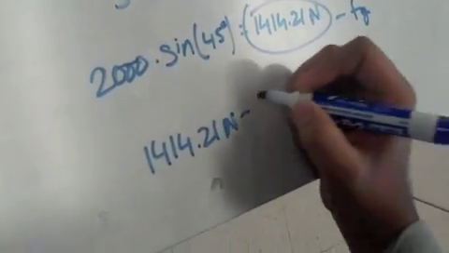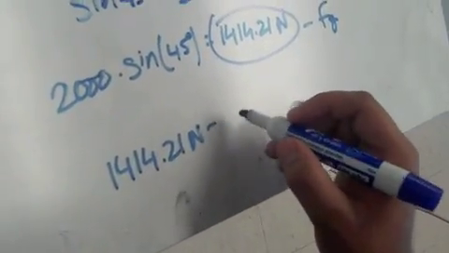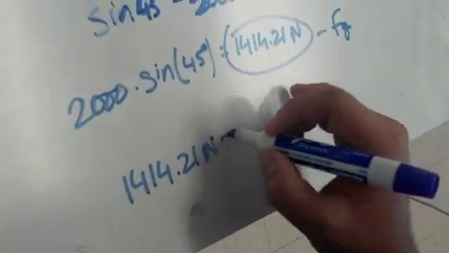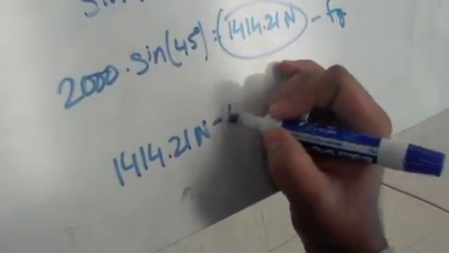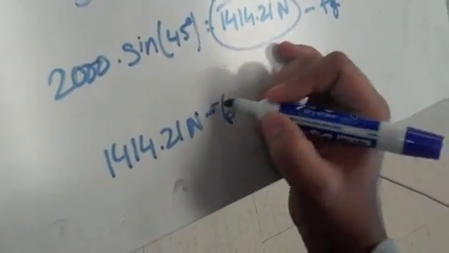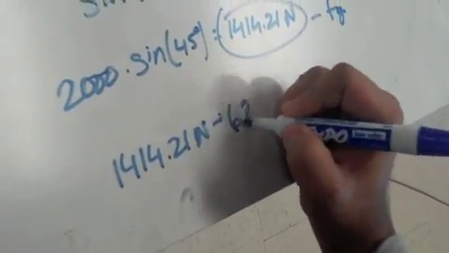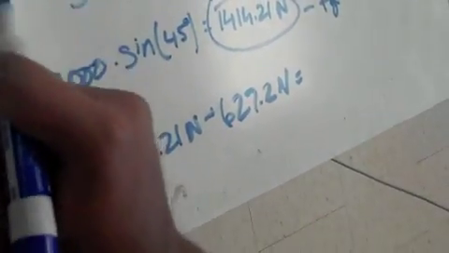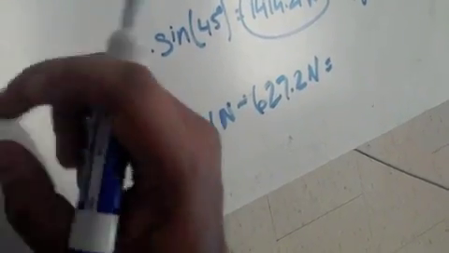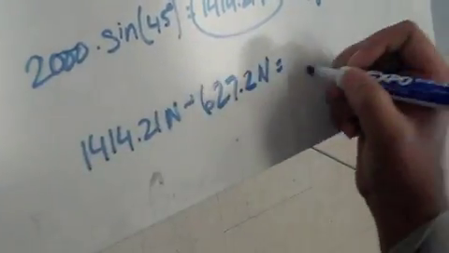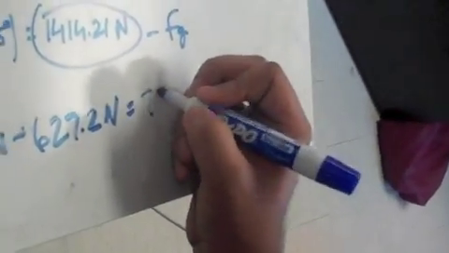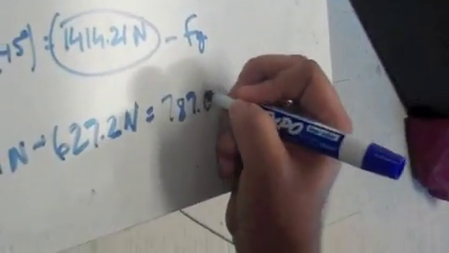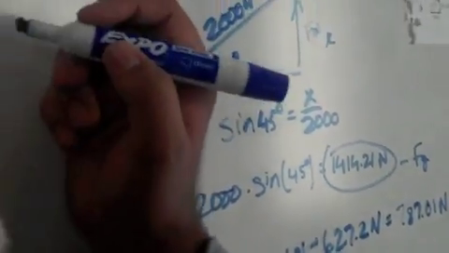Okay? So now if we subtract this value, 14.21 newtons, minus the force of gravity, well, we can do a net, so minus 627.2 newtons. That is going to equal 787.01 newtons.